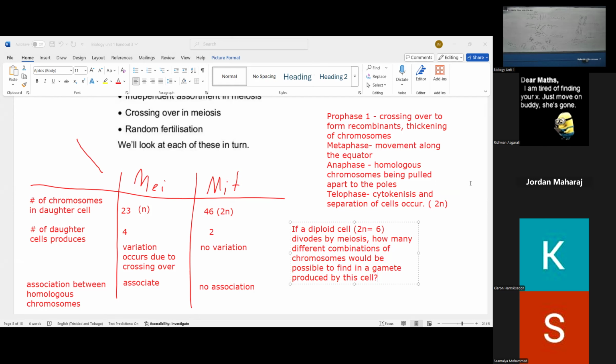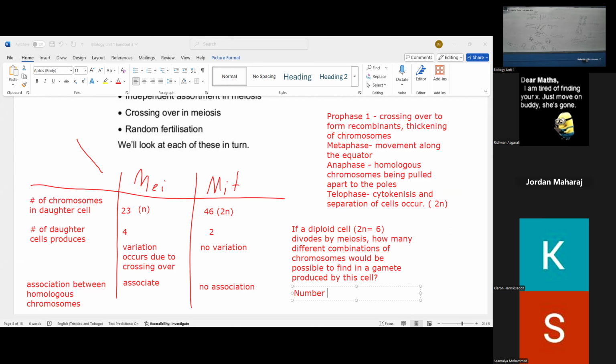But remember, the genes on our chromosomes recombine all the time. So what they're asking for is how many combinations would be possible if this organism has a diploid number of 6, meaning 2n is equal to 6. And there is a simple formula for this.